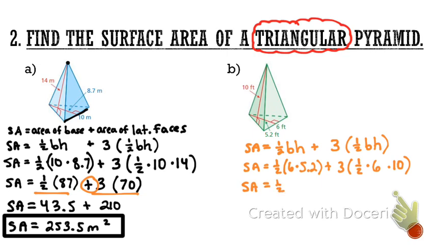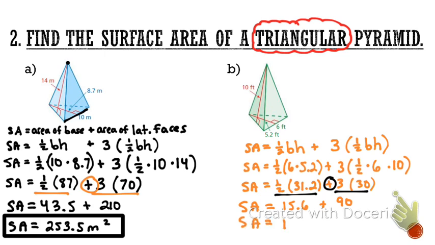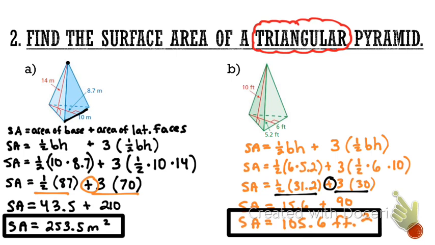We're going to do half times, this is going to be 31.2, plus 3 times half times 6 times 10, that's half of 60, which is going to be 30. Now all you got to do, if you remember how we talked about it before, always multiply these together before you add them together. We're going to know the surface area now. Half of 31.2 is 15.6 plus 3 times 30 is 90. Add those up together and you get that the surface area of this triangular pyramid is 105.6 feet squared.